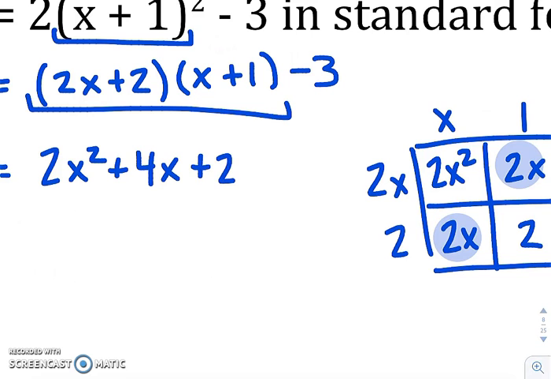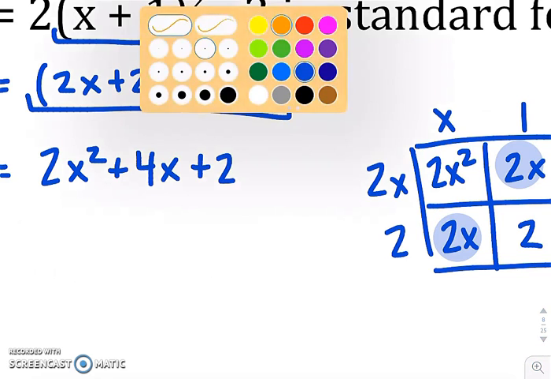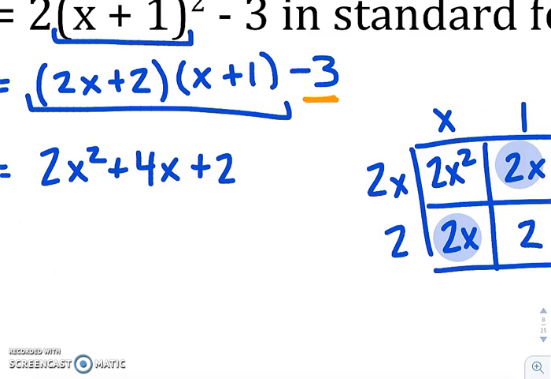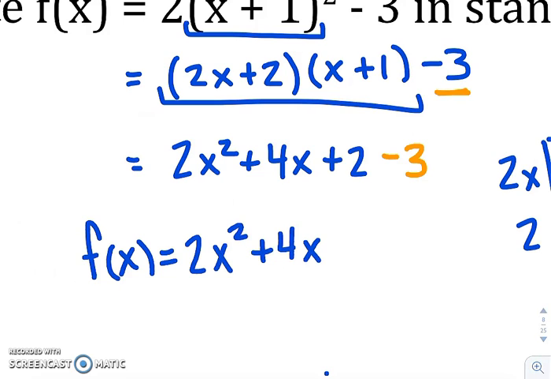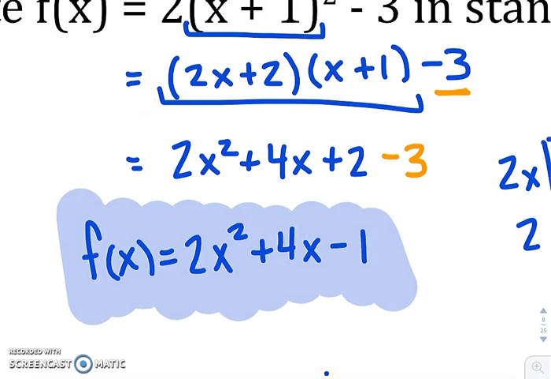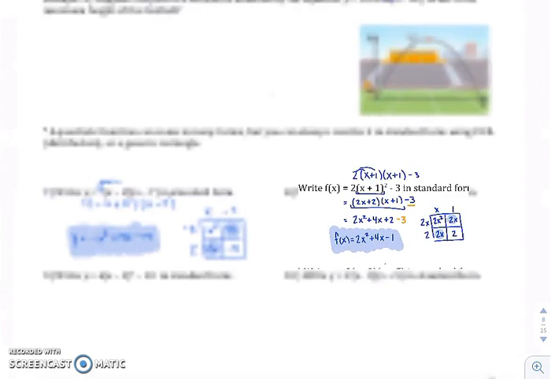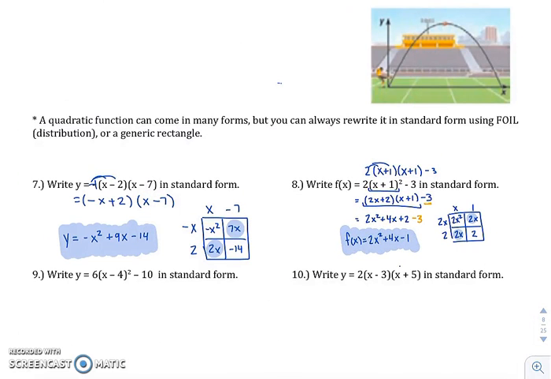So the only part I don't want you guys to forget is don't forget to bring down if there's a number being added at the end. You'll just combine that to that 2. So this ends up being 2x squared plus 4x minus 1. And f of x is really just another way of saying y. Remember, it's just function notation. So don't forget to add that number to the end if there's something being added or subtracted on the end there.